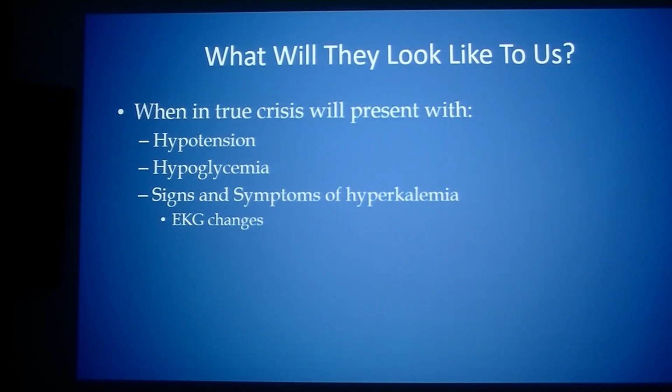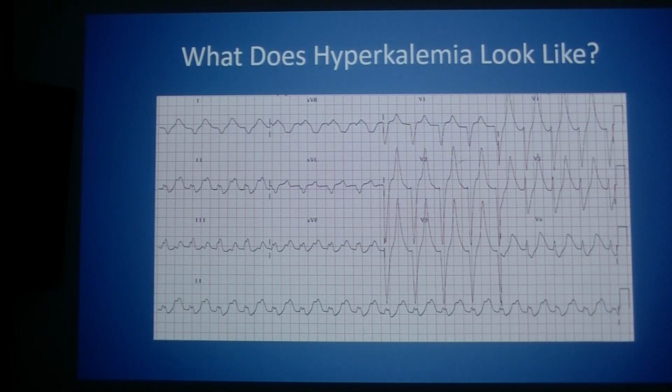So what will these people look like? When in true crisis, they'll present hypotensive, hypoglycemic, and they will have signs and symptoms of hyperkalemia with EKG changes. So let's look at an EKG of someone with hyperkalemia. We have the sine wave. We have the peaked T waves. So that person is hyperkalemic.